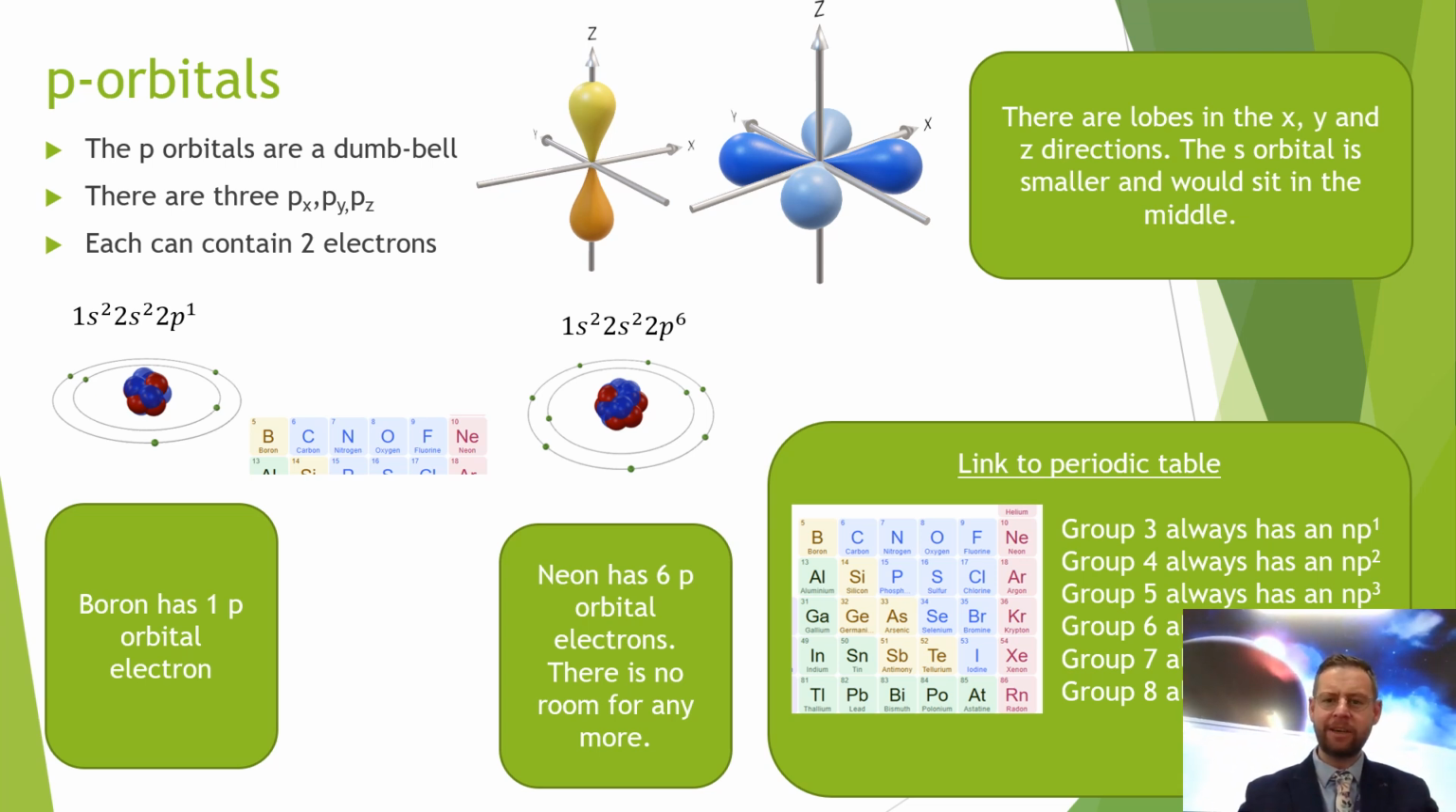Now when we get to neon at the end of that row, so we're talking about group 8, we find that it has got a full shell. It means that there are electrons in all of the available places within its orbitals. There are 2 electrons in its 2s2 orbital, and there are 6 in the p orbital positions.